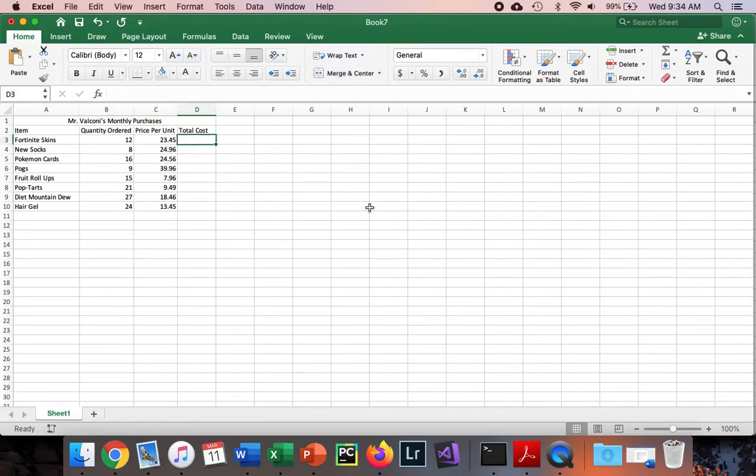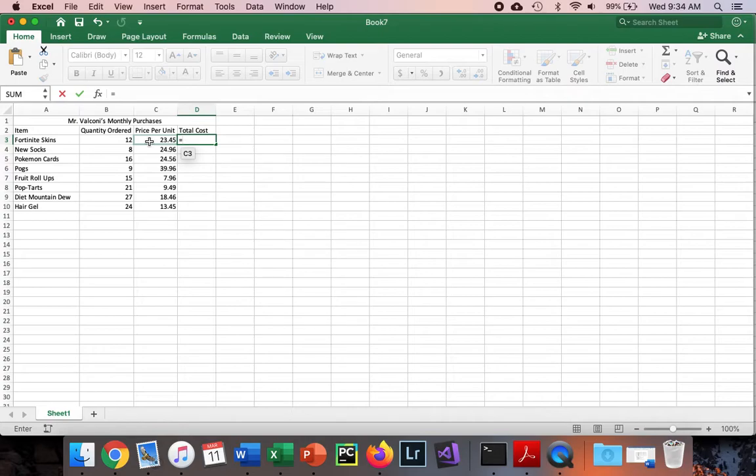What we're going to be doing now is we're going to be looking at total cost. So we're going to actually be using our formula to figure it out. Whenever we're doing a formula, the very first thing you got to do is hit the equal sign. That way Excel knows we're working with a formula here. So how do you figure out how much all of these Fortnite skins cost? Well, you have to look at how many I ordered, which is 12. It's a lot of skins. And you're going to multiply it by how much they costed, which is $23.45 per unit.